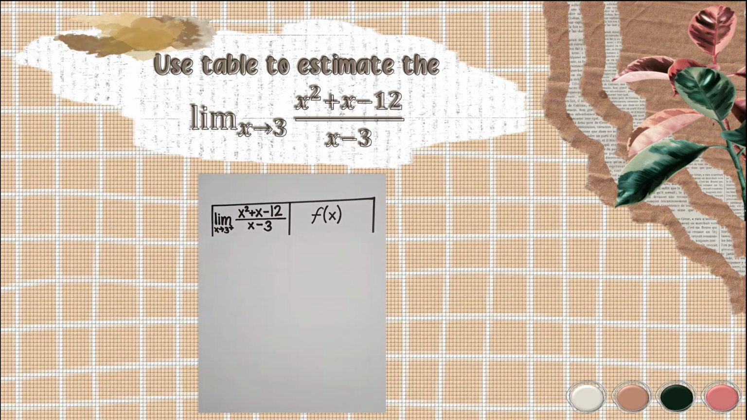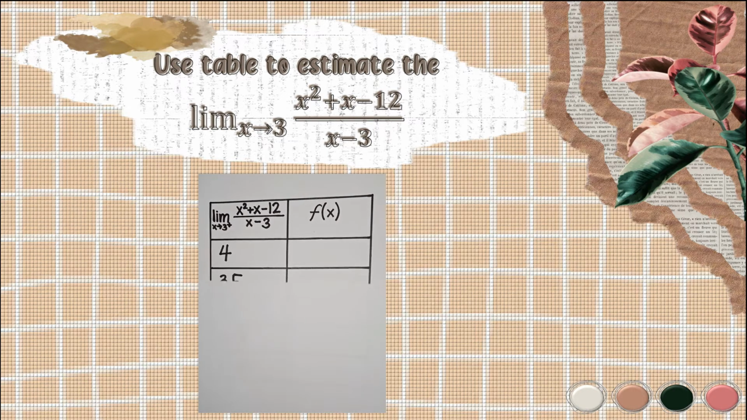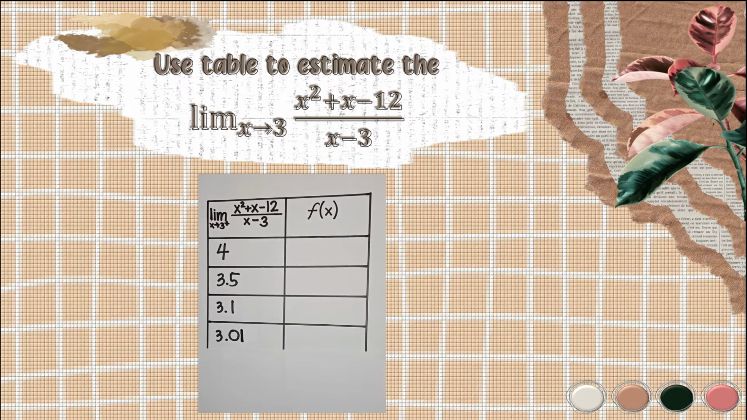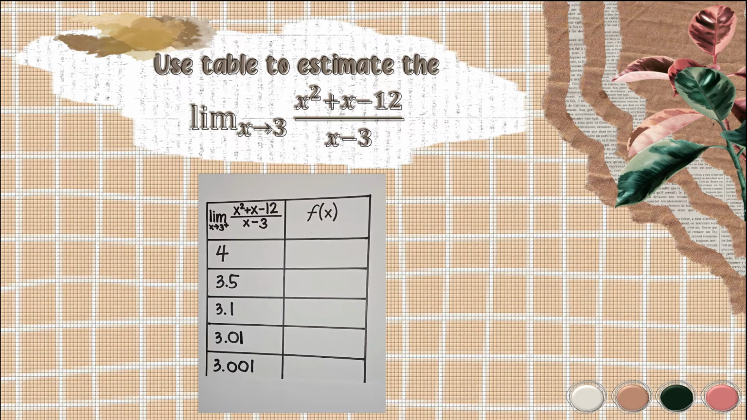Now let's do it from the right side. So let's use 4, 3.5, 3.1, 3.01, 3.001, and so on and so forth just to get closer to 3.